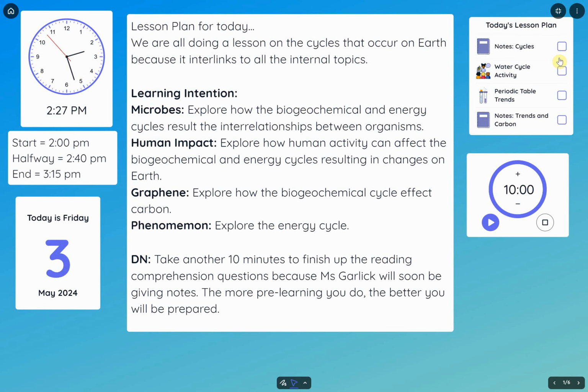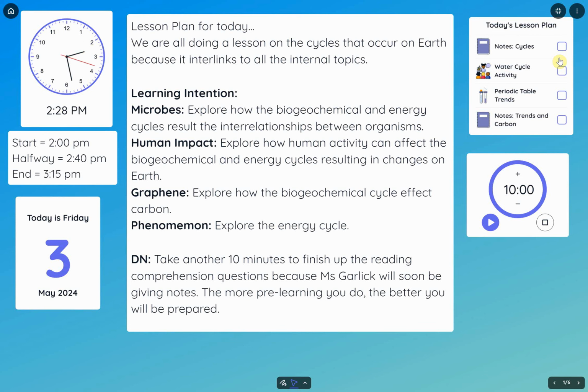I then decided that the graphene people and the phenomenon people should also sit on this lesson, because you guys are such a small group, you might as well enjoy this learning with us. We don't often get to learn as a class, and so I want to take advantage of this. So graphene people, I was thinking a lot about how you are writing your reports on graphene, and you're thinking a lot about carbon. And I was like, if you're thinking a lot about carbon, you should actually understand the carbon cycle. So that's why you guys are here.